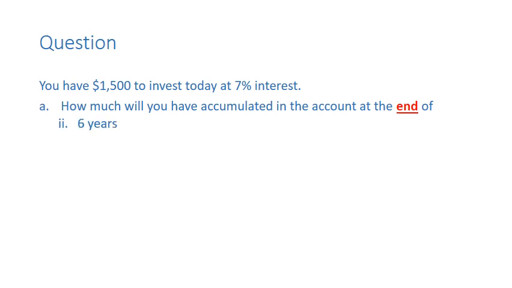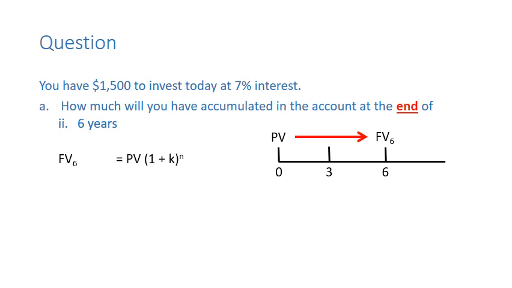Part 2 will be the end of 6 years. Look at this timeline. This time around, we're looking at the future value at the end of 6 years. We're finding the future value, FV6. Same formula, PV times (1 plus K) to the power n. So substitute figures. Take note, this time around, n is 6. You put the figures in and get 2,251.10.